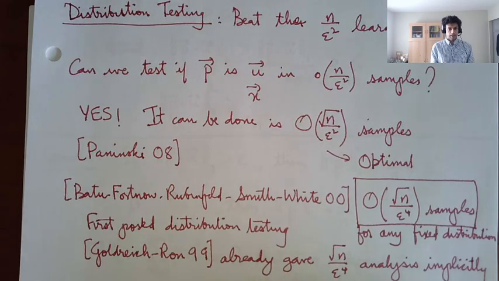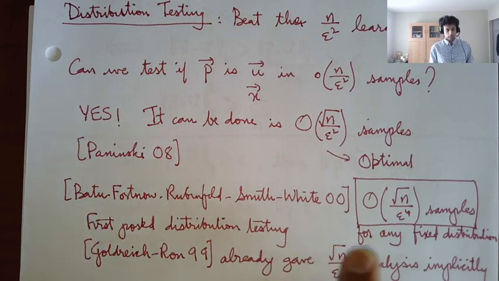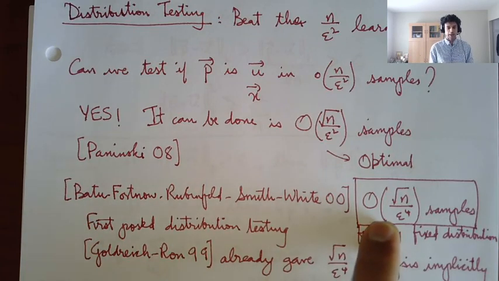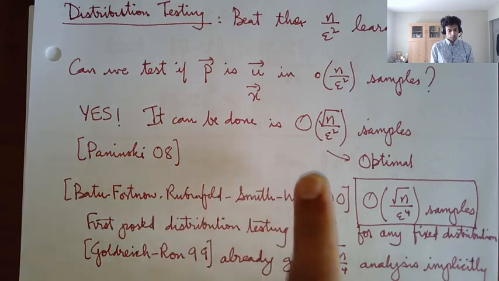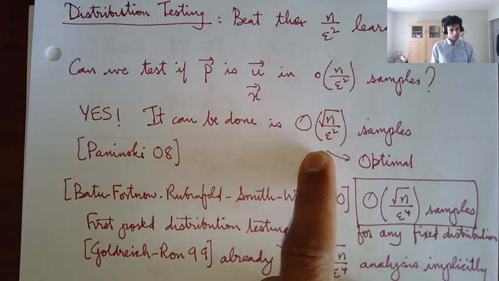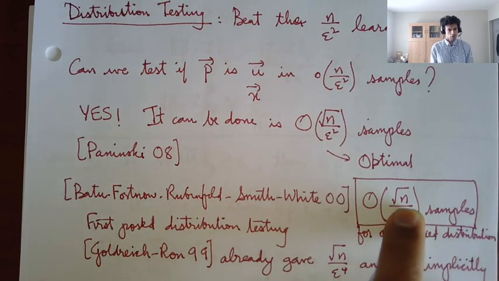And indeed, there's a seminal result of Batu et al. that shows that the property of uniformity can be tested with square root n over epsilon to the fourth samples. And this was in 2000. In 2008, Paninski gave the optimal bound of square root n over epsilon square. But Batu et al. also observed that the dependence on n has to be root n.